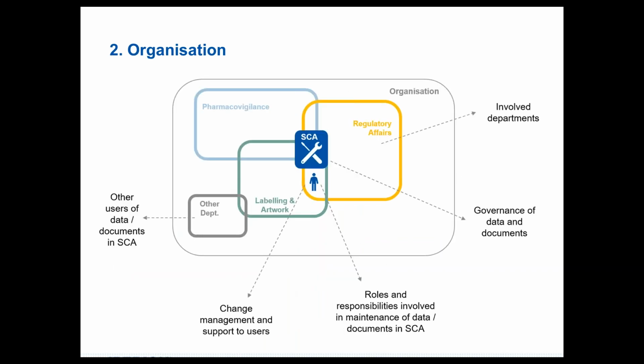Looking at the organization, it is something that you have to take into account. The information, of course, is being used by multiple departments, and you can see different examples being mentioned here, which includes regulatory affairs, labeling, and artwork, but also pharmacovigilance. And at the same time, this information is being shared through a system like this, which means people need to get used to that. There is change management involved in there, so people are trained and know how to use it. And then you can apply this information to other departments.